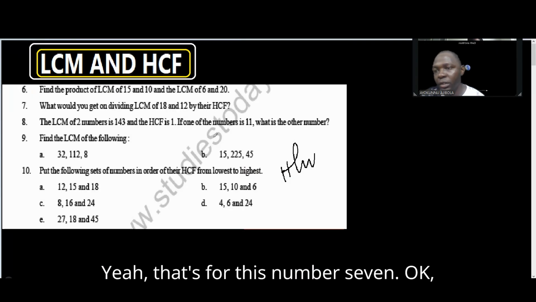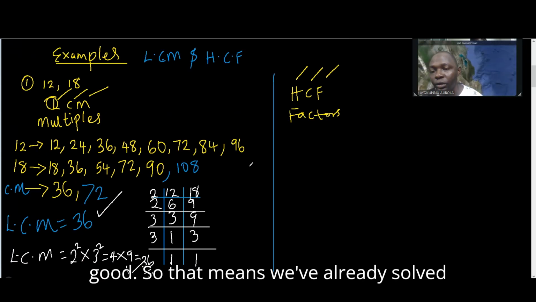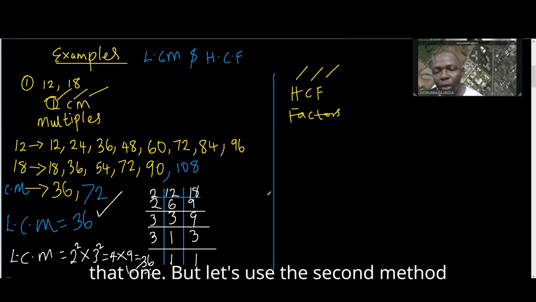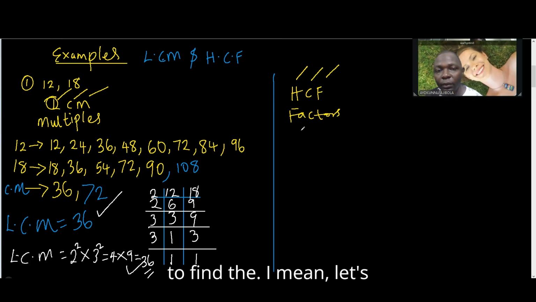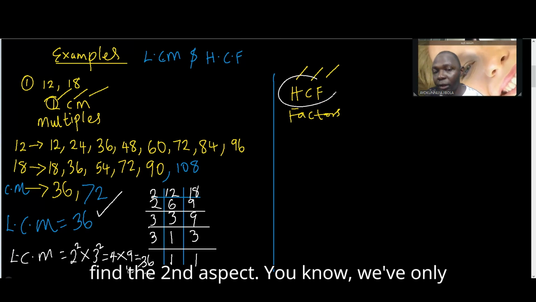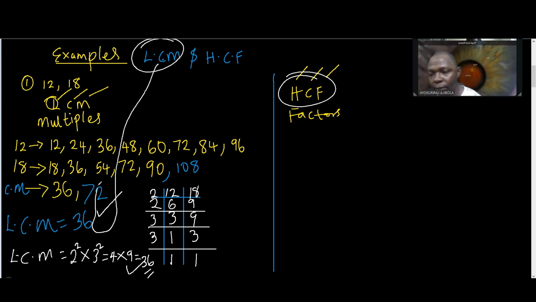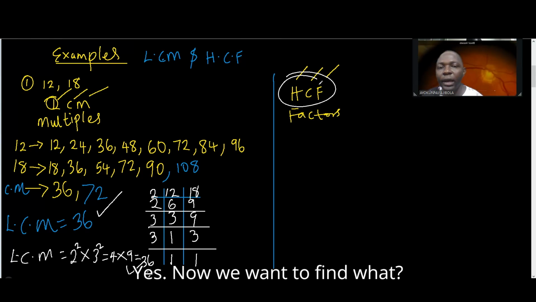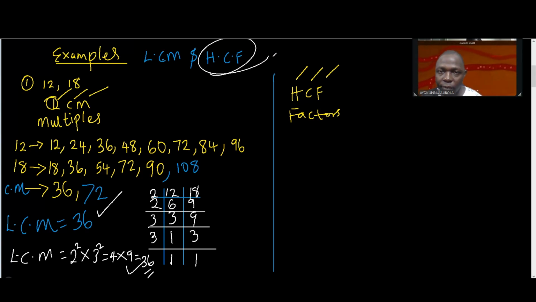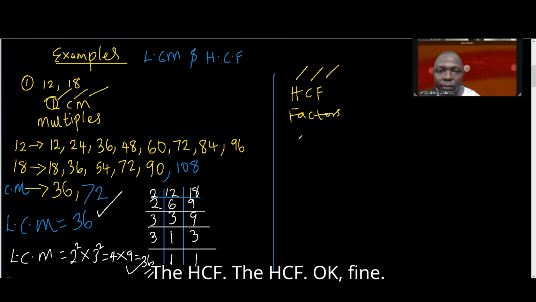Yeah, that's number 7. Okay, good. So that means we've already solved that one, but let's use the second method to find the second aspect. We've only found one aspect, which is LCM, right? Yes. Now we want to find the HCF. Okay, fine.